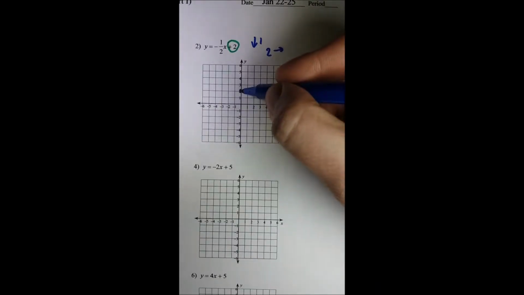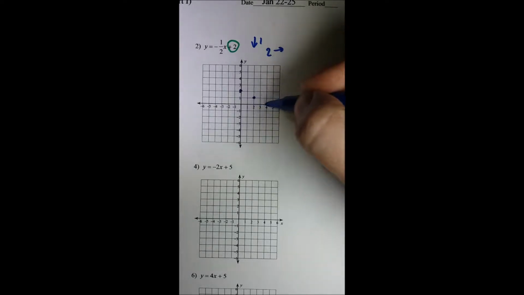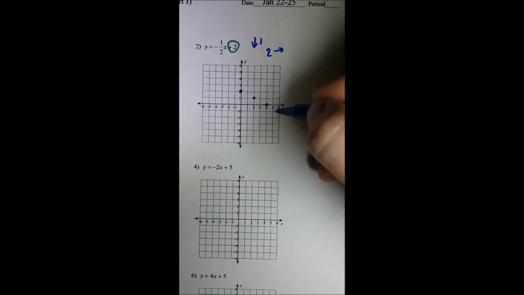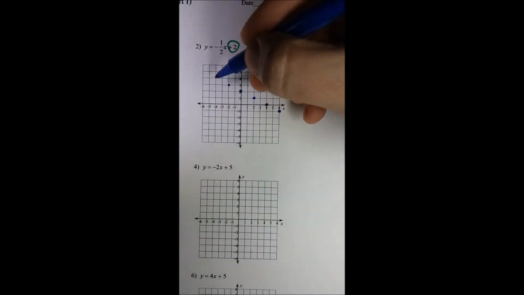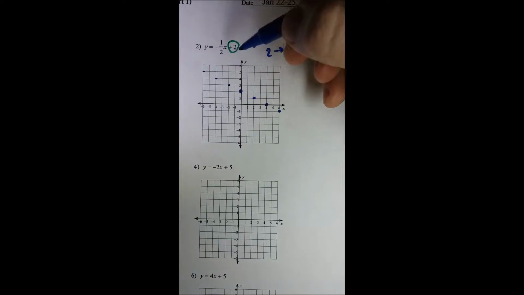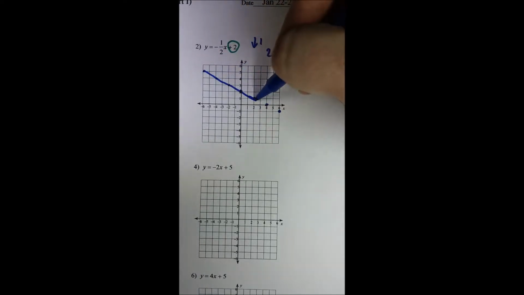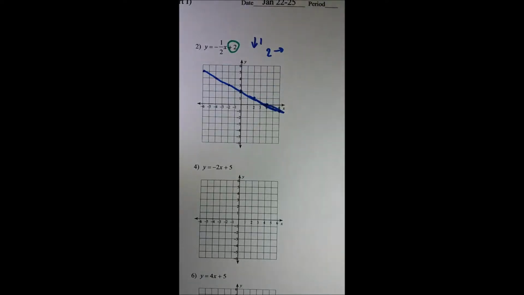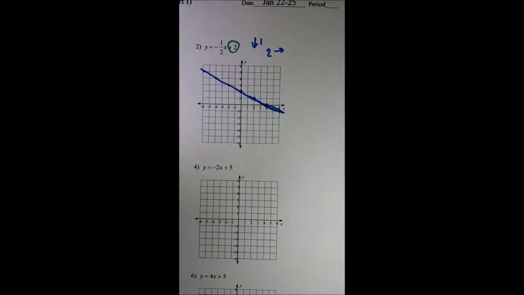And this is pretty easy. 1 down, 2 across. Right here's a point. 1 down, 2 across. There's a point. 1 down, 2 across. There's a point. And you can create an array of points just like that. Okay? And they're all going to be on the same line. See, I'm already going off the line. And that's it. Go past the points. This is it.